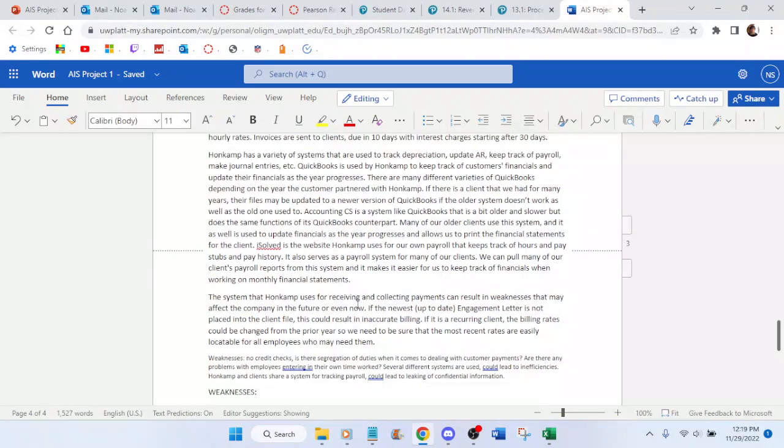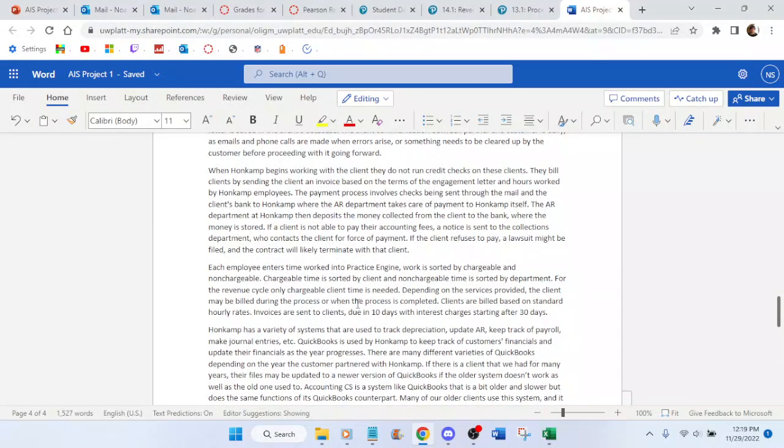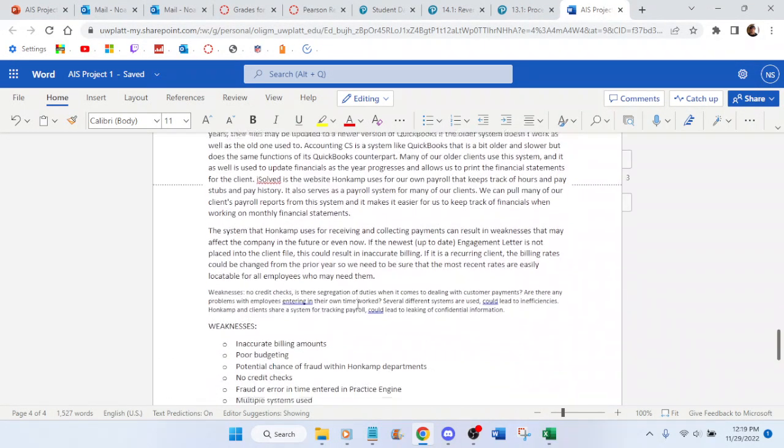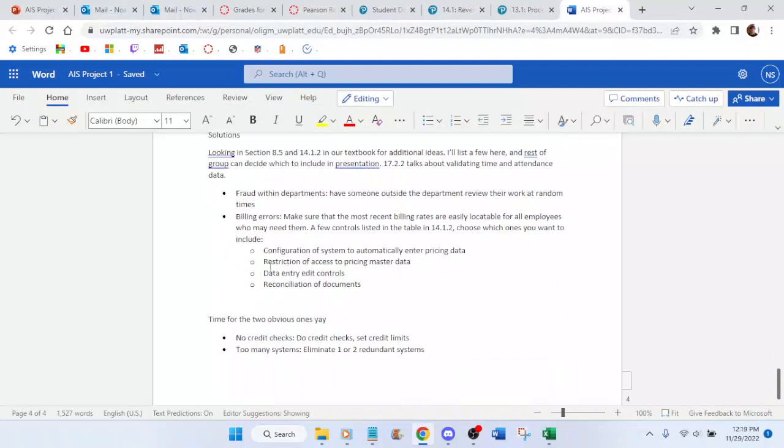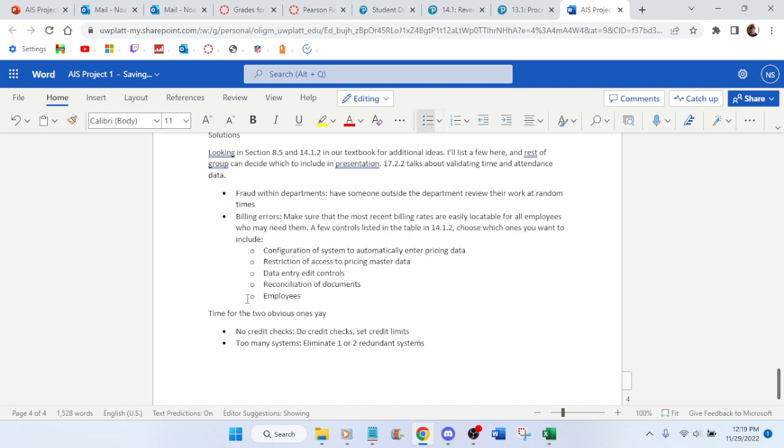Chargeable time. Let's see what they refer to it as. Time worked. Inaccurate time worked. Employees. Okay.